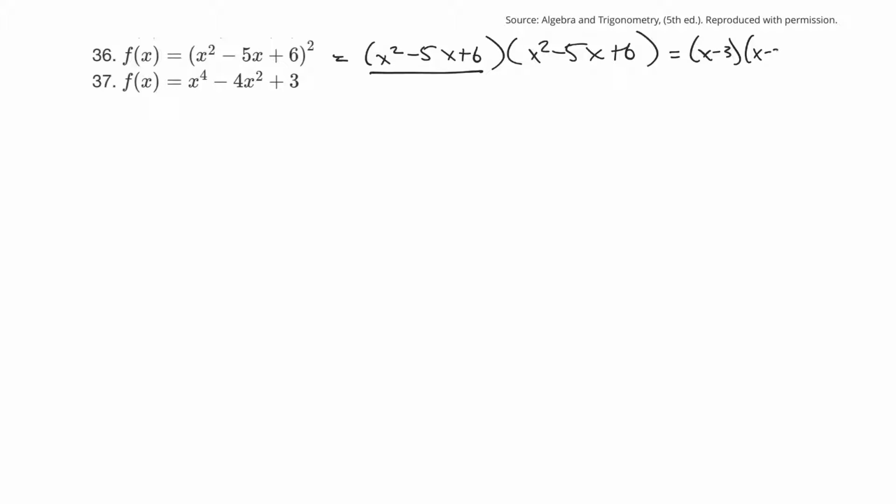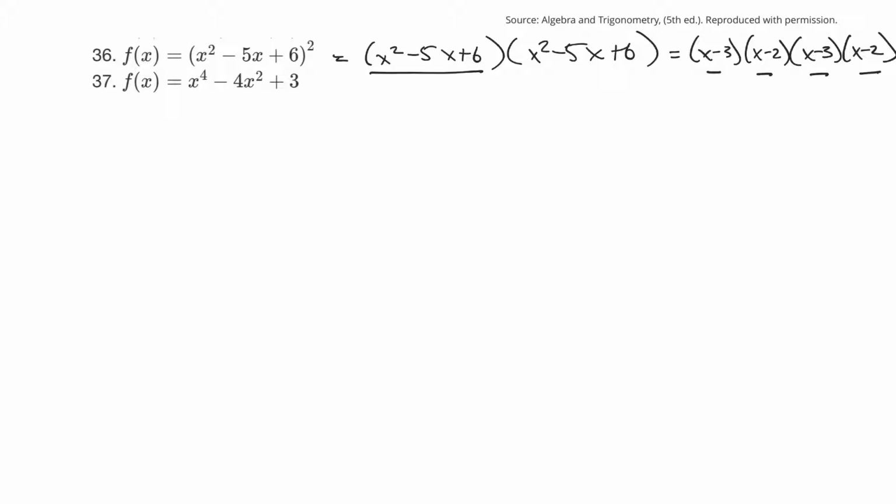Well, I have two of these, so I can rewrite that as x squared minus 5x plus 6 times x squared minus 5x plus 6. And I can keep rewriting that. I'll just keep going this way. I can factor this into x minus 3, x minus 2, and then the next one, the same thing, x minus 3, x minus 2. So if they want to know what the zeros are, the zeros are going to be a positive 3, a positive 2, positive 3, positive 2.